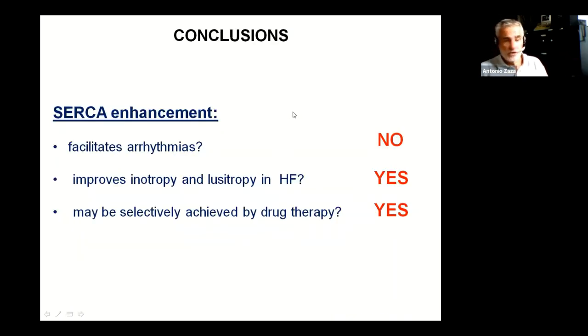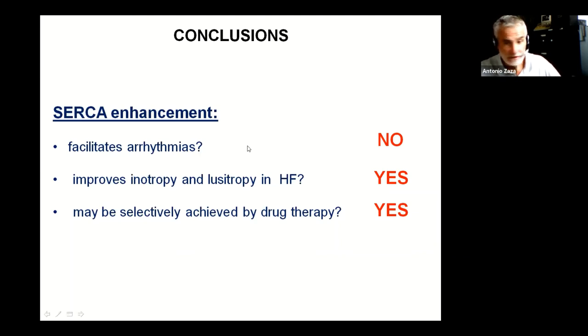So I come to conclusions at this point. The initial question was whether SR stimulation may facilitate or prevent arrhythmias. From the evidence I presented you and the mechanisms that I tried to make responsible of this effect, it doesn't facilitate arrhythmias. If anything, it prevents arrhythmias. And at the same time, is it able to improve inotropy and lusitropy in heart failure? Yes, and this comes from clinical studies as well. I tell you that we were somewhat surprised to find that SERCA stimulation alone could improve inotropy.